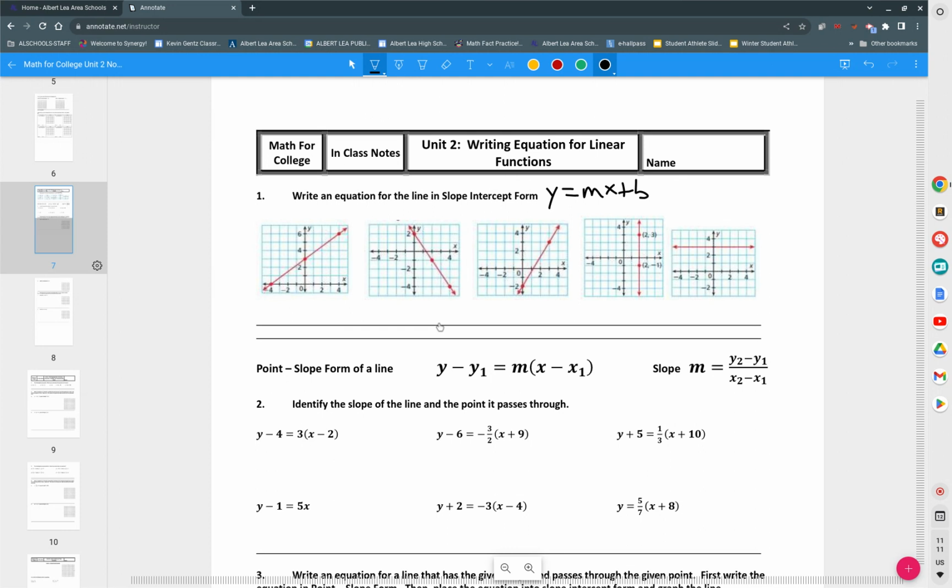Looking at the first one, what's the y-intercept? Yeah, so it's going to be a plus 3 after the x. And then before the x, we place the slope. What's my rise over my run? 3 over 4.